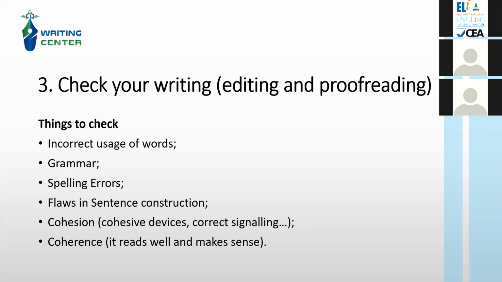Okay, check your writing. The third step, editing and proofreading. Okay. One of the top reasons for rejecting research papers in journals is poor language comprehension. Sometimes the language is not very strong. Incorrect usage of words, grammar and spelling errors, and flaws in sentence construction can spoil even the greatest research. Always remember this. Sometimes you reach amazing results. Your methodology is perfect, but when you come to actual writing, because of these things, your paper is rejected. And this is, I mean, after all that effort, it's really haram.